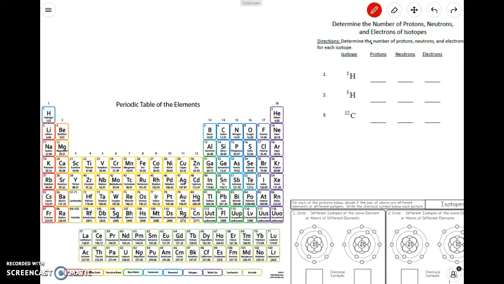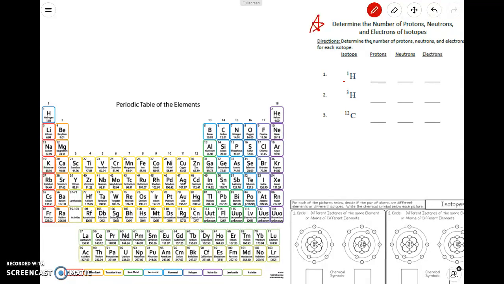Good morning, and we're going to start today talking about isotopes and isotope numbers and isotope notation. This is a continuation of what we did yesterday, where we were talking about atomic numbers and atomic masses. So we're going to start with this worksheet right here, where you're determining the number of protons, neutrons, and electrons of different isotopes.